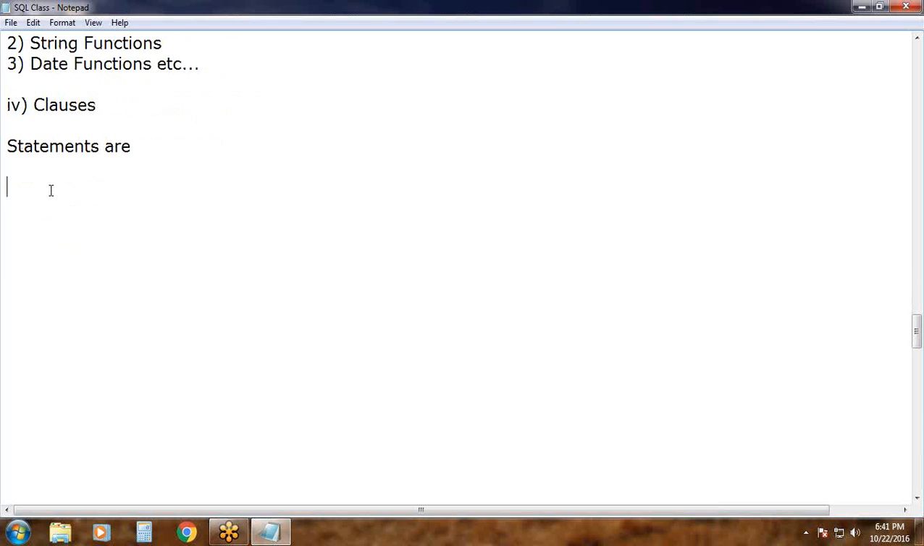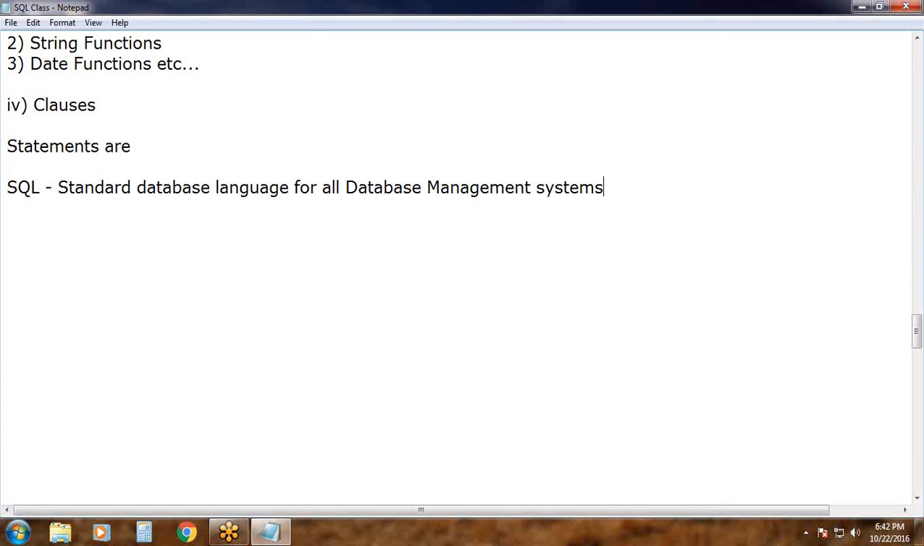See, SQL is the standard database language for all database management systems. Only some concepts may vary from one database to another, some data types, etc. But most of the SQL commands are common for all database management systems. One drawback is there in SQL. In SQL, no flow control. In order to overcome that limitation, Oracle developed this PL/SQL.